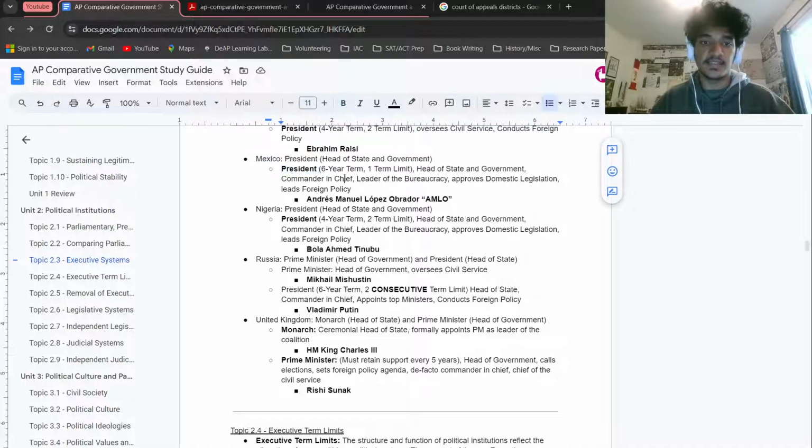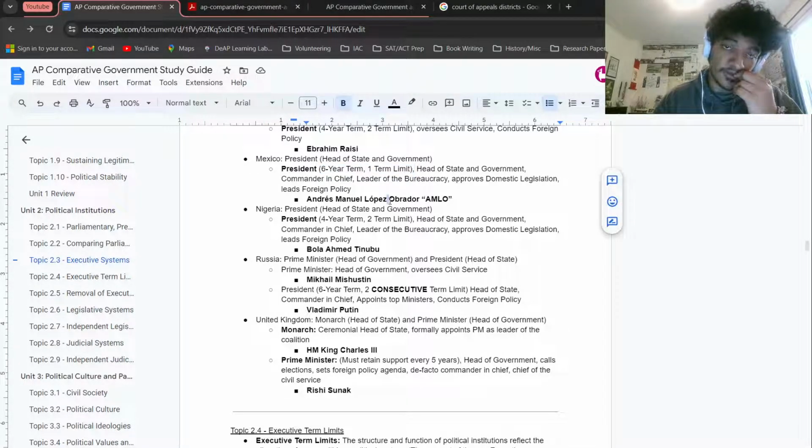Mexico, president, 6-year term, 1-year term limit. Obrador's trying to change that. Don't think it's gone into effect. I'll have to fact check myself. On the CED, it says that Mexico has a 6-year term limit. So I would assume that you would need to know that.